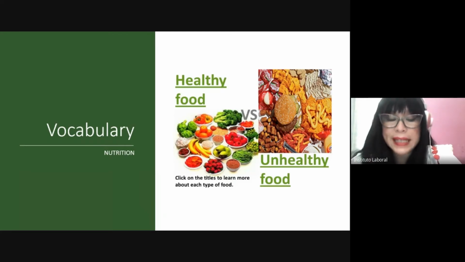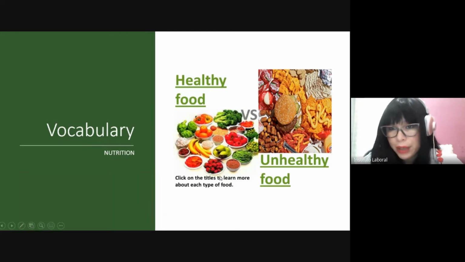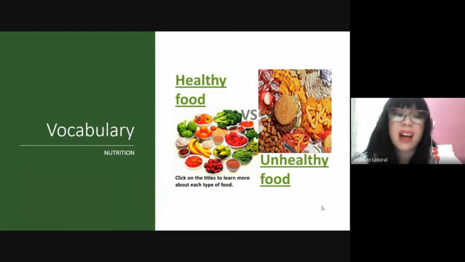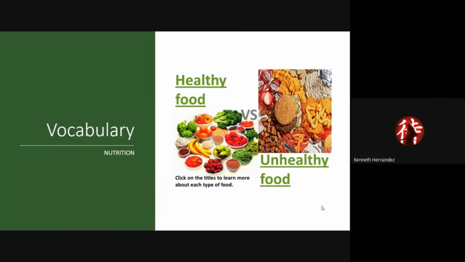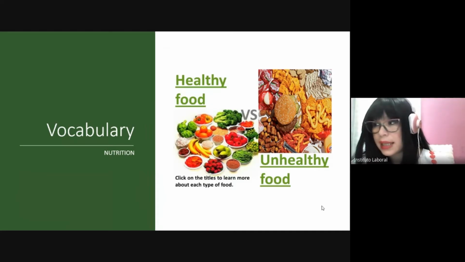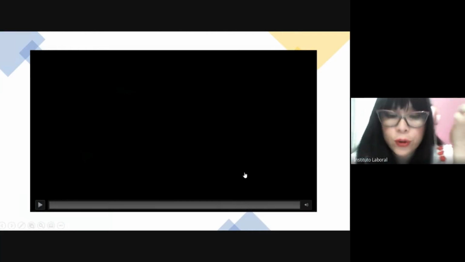Fast food. Aquí vemos una muy rica y deliciosa fast food, but it is unhealthy. Fast food, comida rápida. Guides. Guides son guías. Muchas guías que nos dan para alimentación. Salt. Esa sería sal. And fitness. Ejercicio. Excellent. Fitness. Ahí estar saludable, estar fit. Okay. So let's see what do we have here in the vocabulary about healthy and unhealthy food.